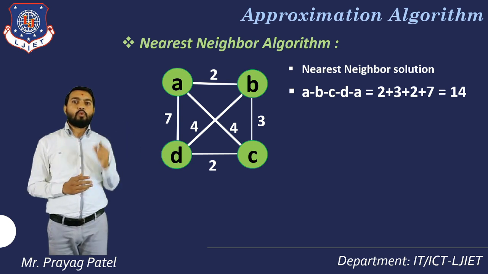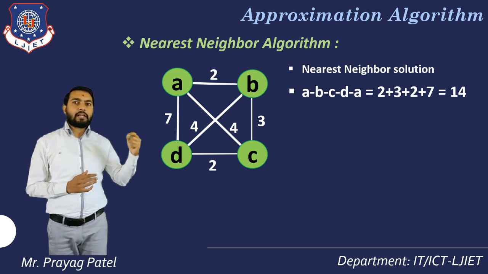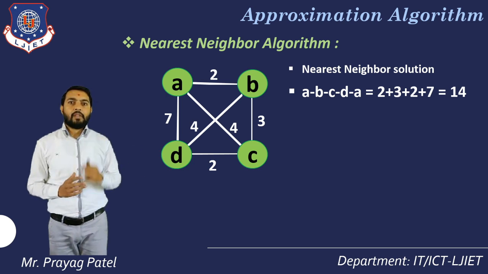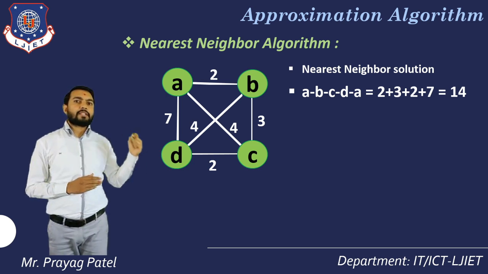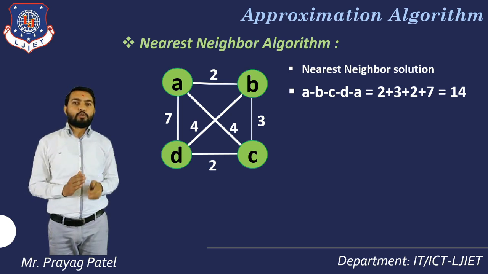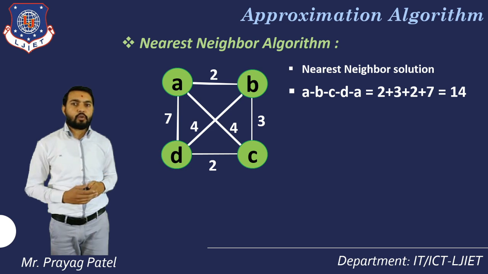Then from B, 2 nodes are available, D and C. So C is nearest, so select B to C. Then after C to D, then after D to A. So our path is A, B, C, D, A, and the distance is equal to 2 plus 3 plus 2 plus 7, equal to 14. So this is a solution using the nearest neighbor algorithm, that means using the approximation algorithm.